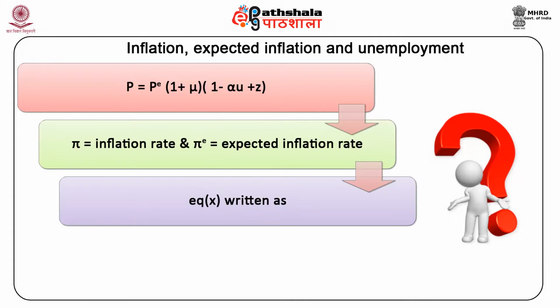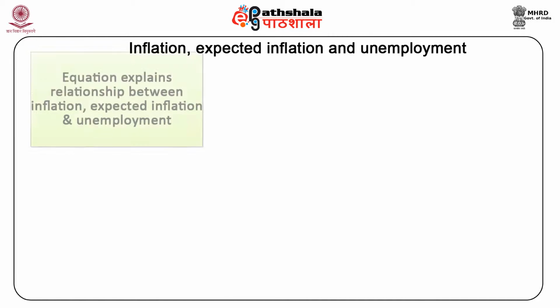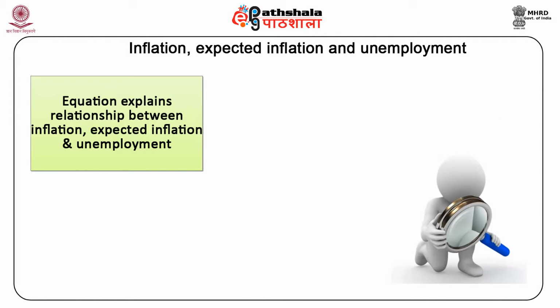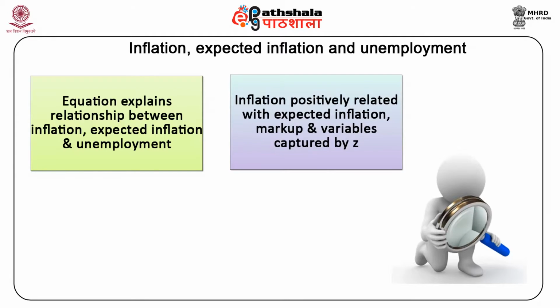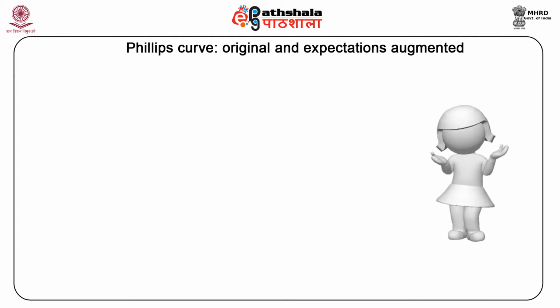Then the equation can be written as inflation is equal to expected inflation plus (mu plus Z) minus alpha U. This equation explains the relationship between inflation, expected inflation, and unemployment. This implies inflation is positively related with expected inflation, markup, and variables captured by Z, while it is negatively related with unemployment rate. Moving on to Phillips curve, original and expectations augmented.